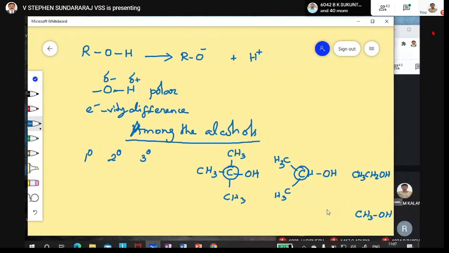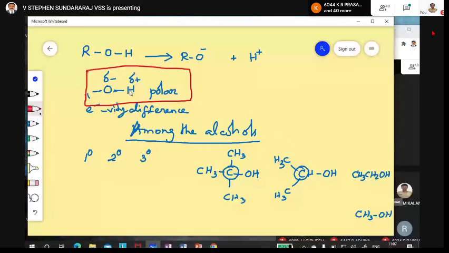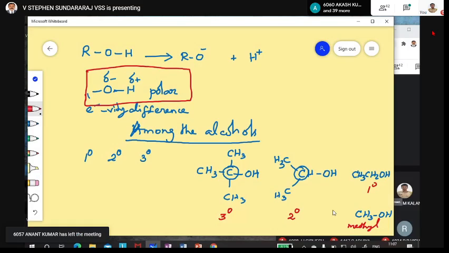Now tell me, out of these, which will be more acidic? Based on this concept, alcohols are acidic because the OH bond is polar. More polar means more acidic. Less polar means less acidic. Now out of these, this is tertiary alcohol, this is secondary alcohol, this is primary alcohol, and this is methyl alcohol. Tell me which is the strongest acid, then we can make the order. Only one thing: which is the strongest acid?